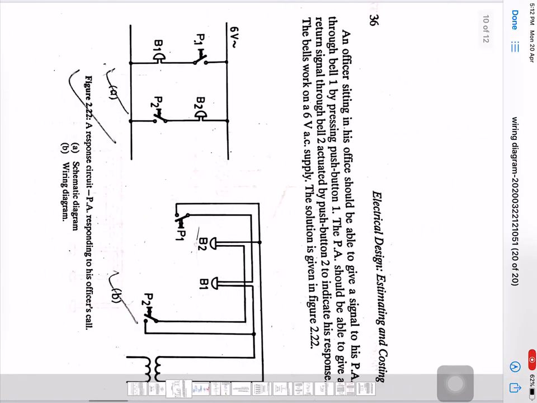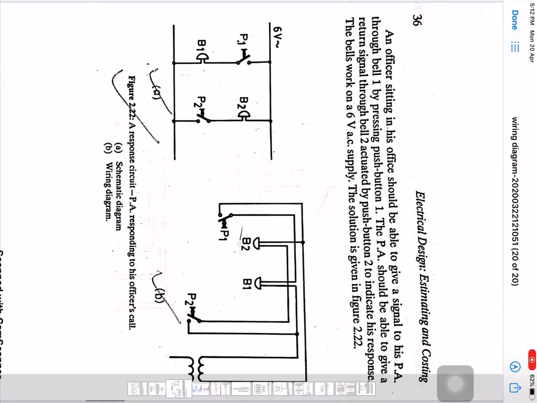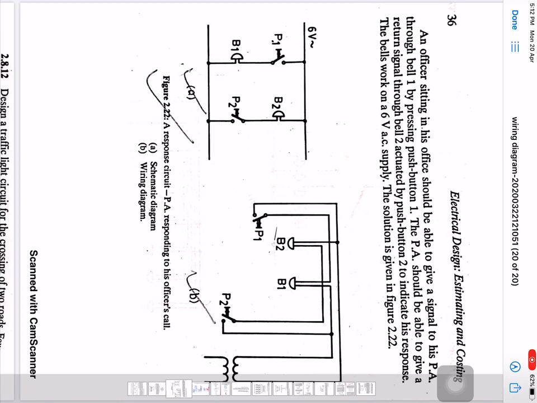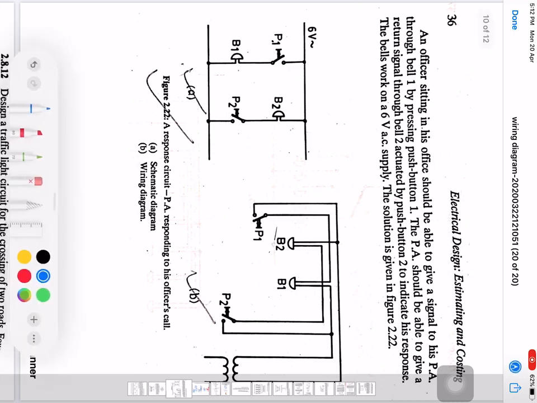Now we will be discussing an important bell circuit. In fact, as you can see from this figure, it is a response circuit. Suppose it's a response circuit, that means here 2 bells are being connected with the help of respective push buttons P1 and P2, supplied by a 6 volt AC supply with the help of a 2 wire arrangement.